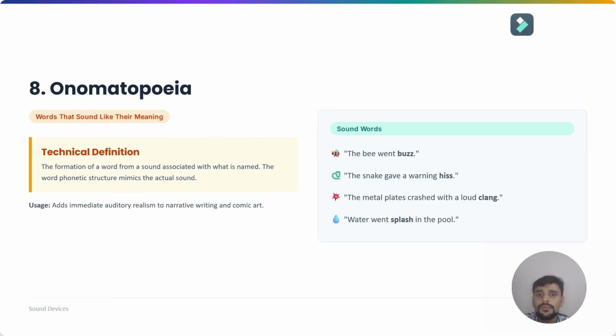If I write "the door closed," that's factual, but "the door slammed with a bang"? Now you can hear the event. Other examples: the bees buzzed. The snake hissed. The clock tick-tocked. The water splashed. The thunder boomed. Onomatopoeia is particularly useful in storytelling, children's literature, comic writing, advertising, and descriptive writing. The important idea is that the word is connected to the sound itself.